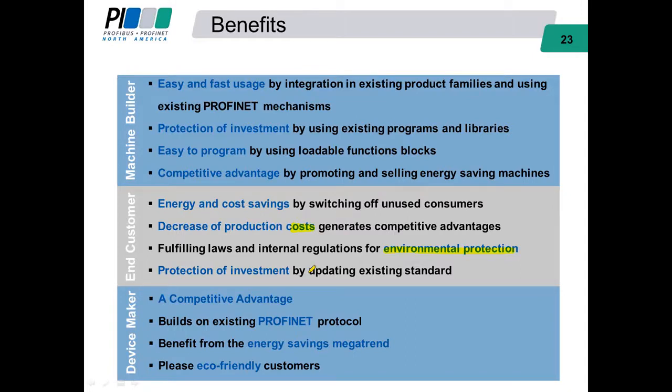If you're a maker of automation devices, you also have a competitive advantage. And you have a couple of things that make this an easy transition for you. It builds on existing PROFINET technology. Really, typically just an update in the firmware is required in order to implement this. And you're going to make a lot of friends among those eco-conscious customers, the likes of Walmart and the other companies that are willing to deselect you as a supplier if you are not managing your carbon.